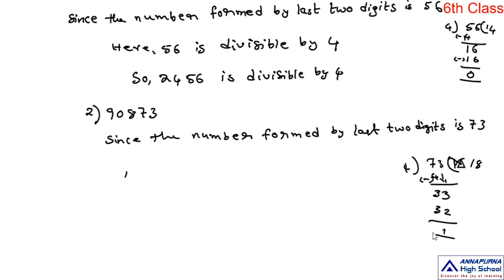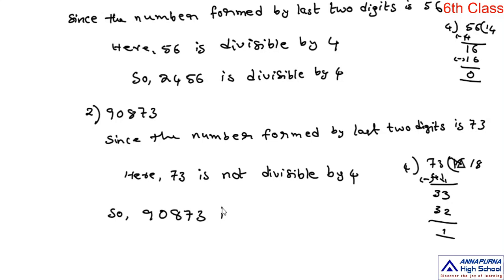So 73 is not exactly divisible by 4. So the given number 90,873 is not divisible by 4. Okay, now children, what is the number formed by the last two digits? 73. 73 is not divisible by 4, so the entire number 90,873 is also not divisible by 4.